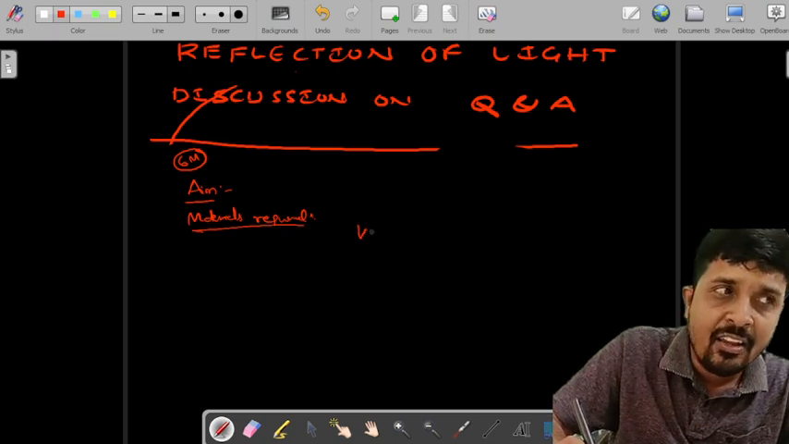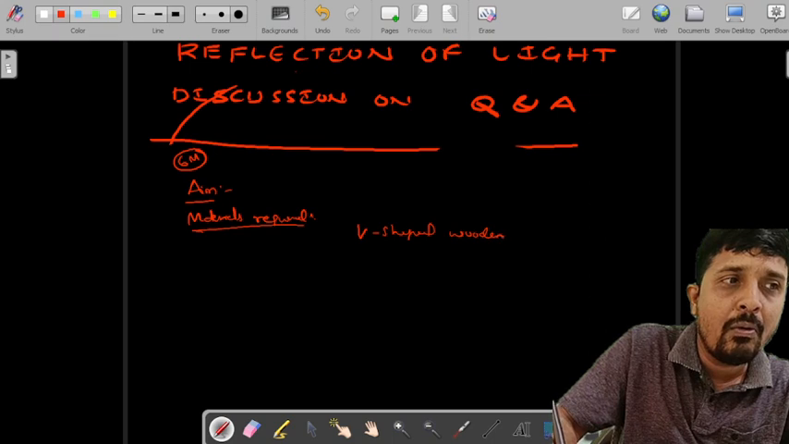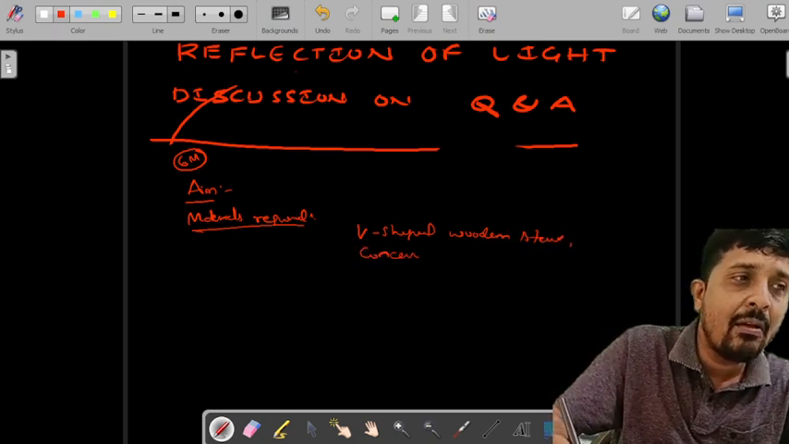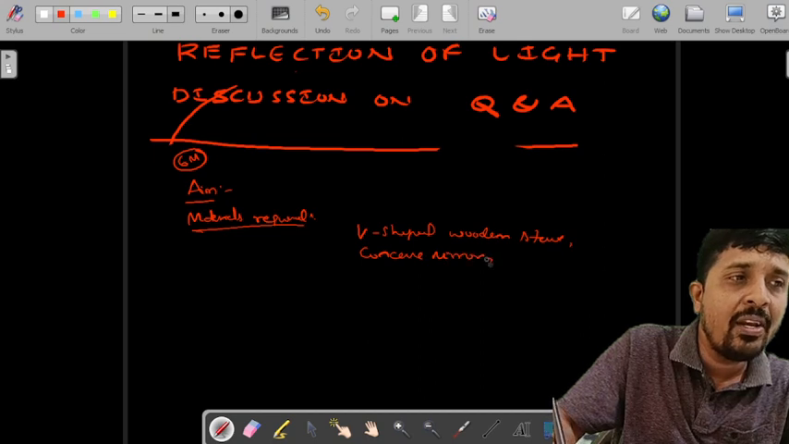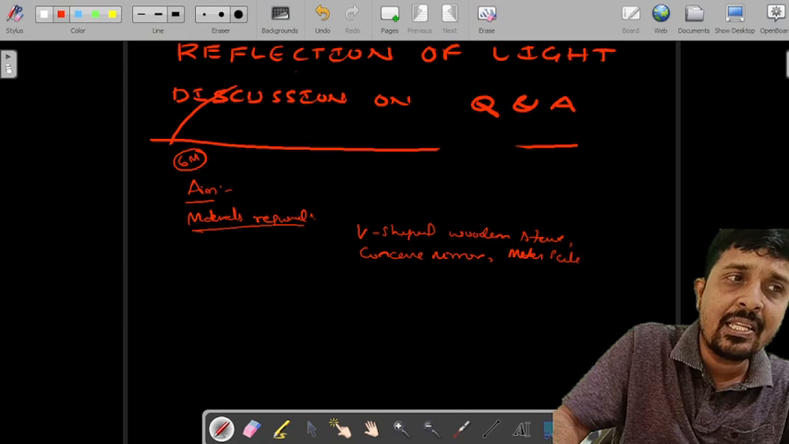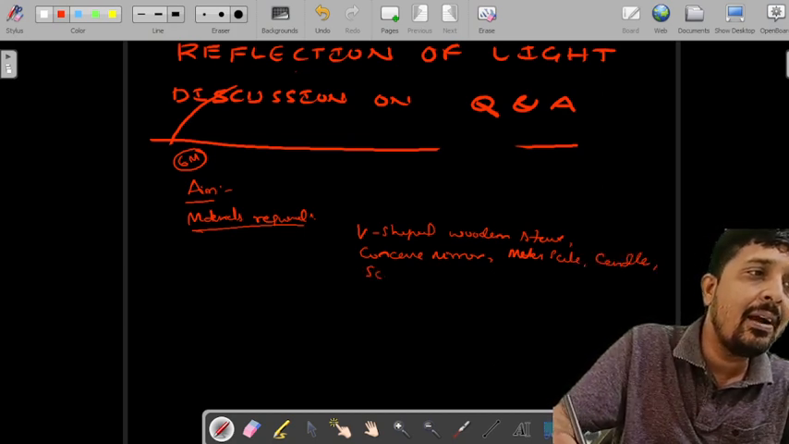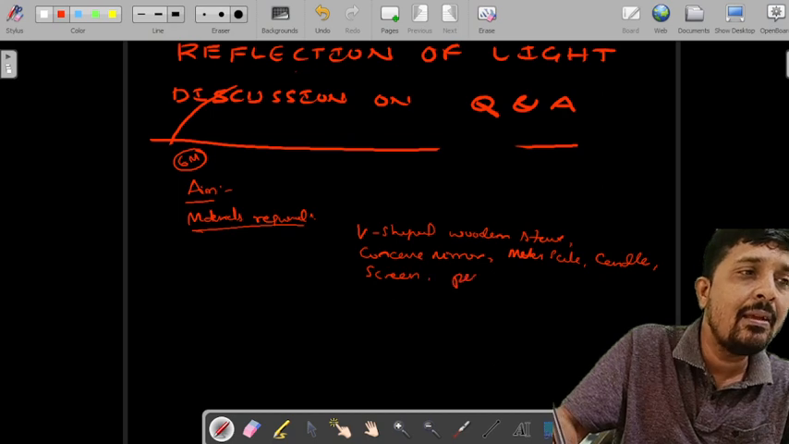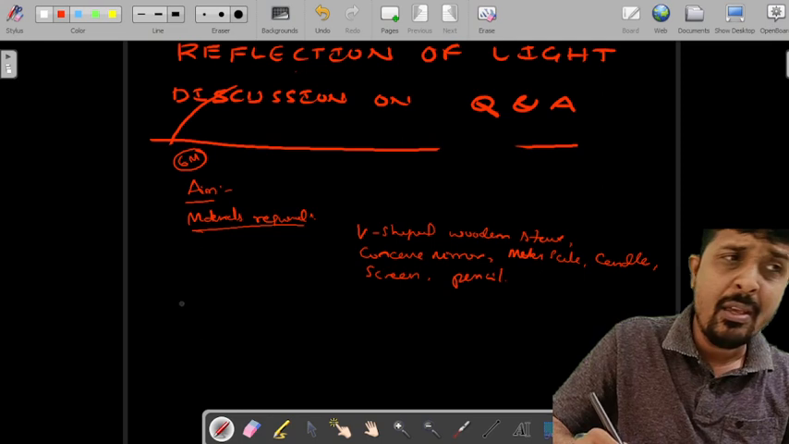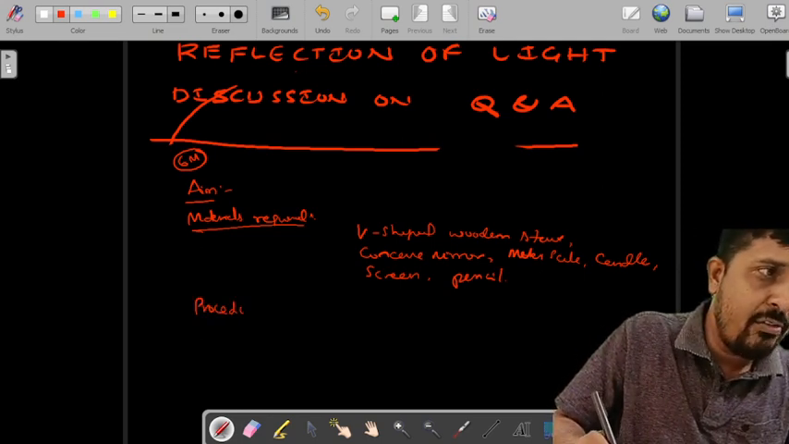What we require? We require a V-shaped wooden stand. We require a concave mirror. We require a meter scale, candle, screen and a pencil to note the values. Have I forgotten anything? Okay, now we are going for procedure.